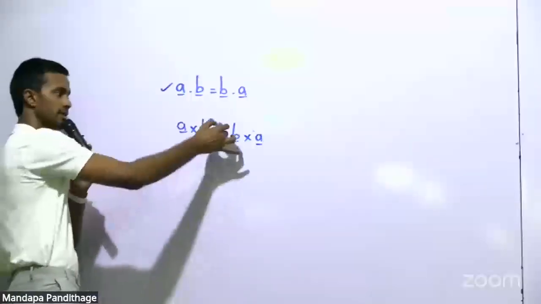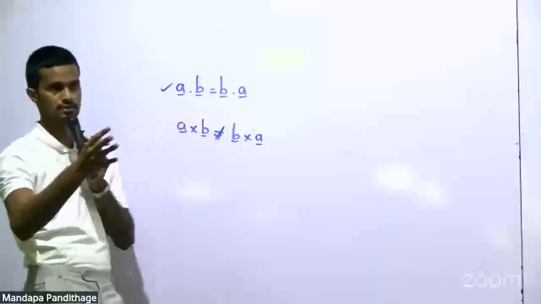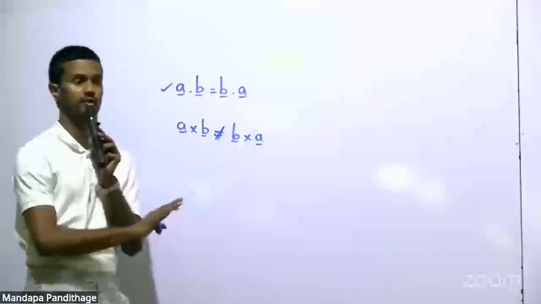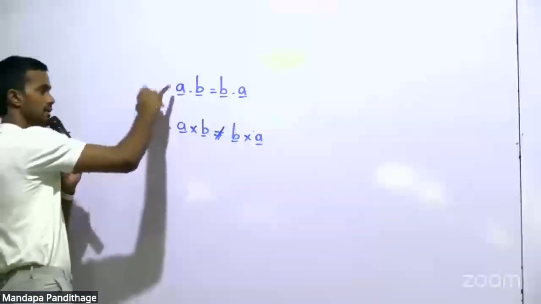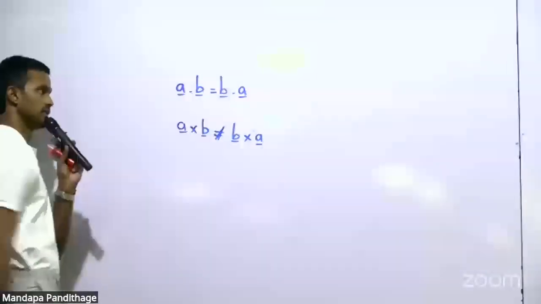The reason, because when it is the cross product, that is not equal. So you can't say 2 into 3 is 6, 3 into 2 is also 6. Those are numbers, those are magnitudes. But here we are working with vectors. So in vector dot product, we say that the vector dot product is commutative, which means that A dot B is equal to B dot A.